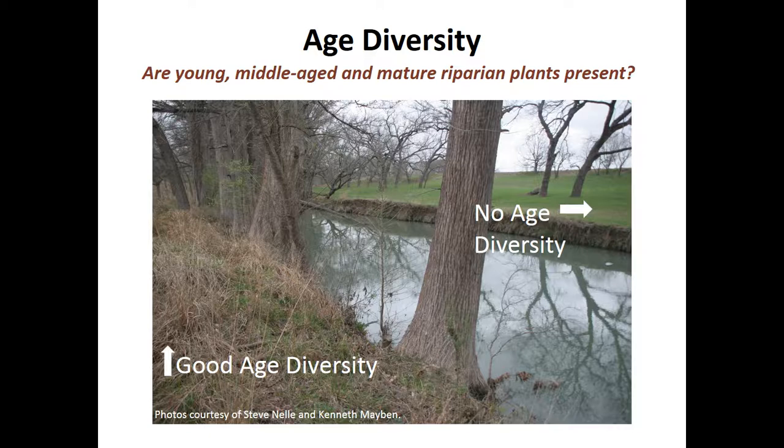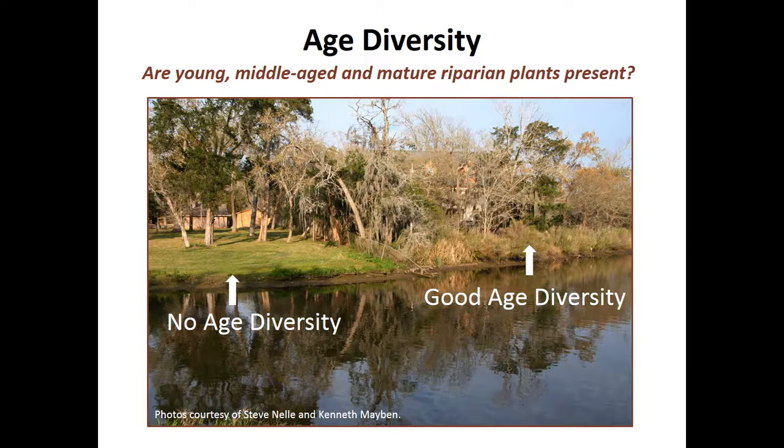How can you see it? Identify riparian plants using the field guide. Look for young and middle-aged as well as older mature examples. The image here shows age diversity as well as a lack of diversity. It does also in this image. Can you see it?